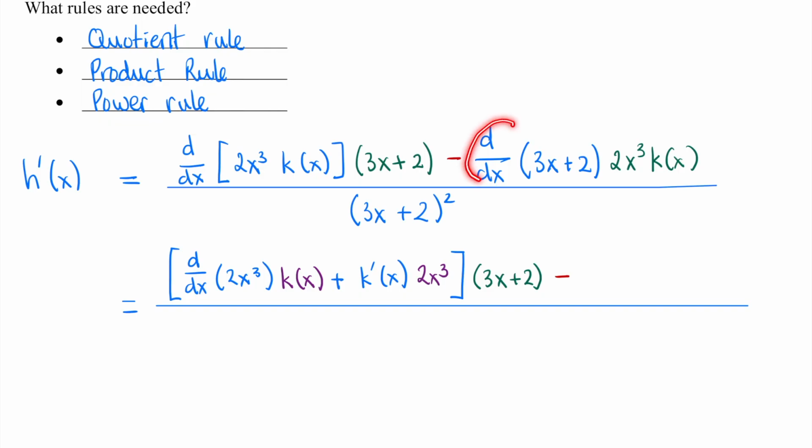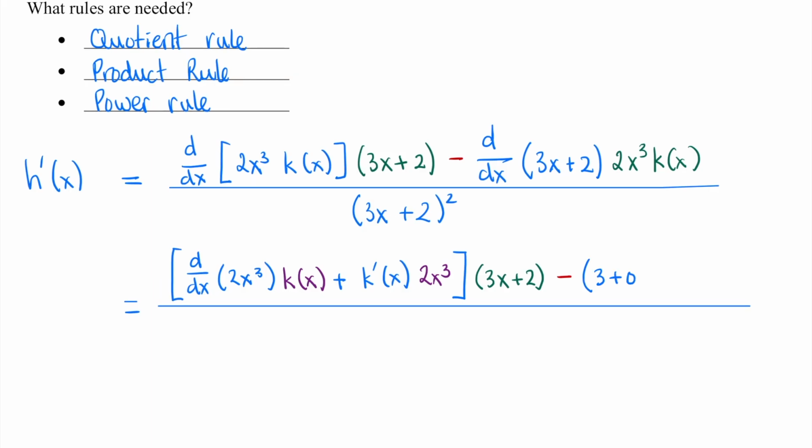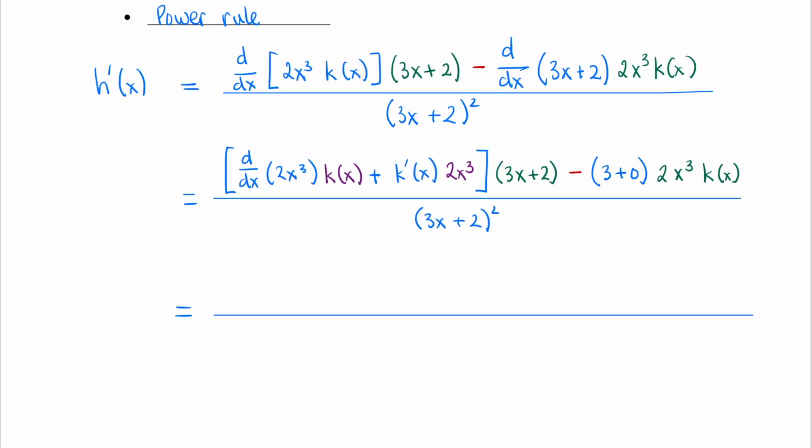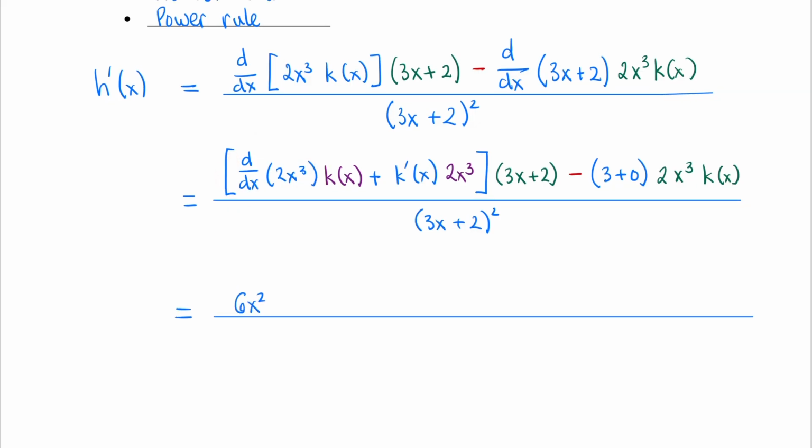Next, we need to take the derivative of 3x plus 2. The derivative of 3x is 3, and the derivative of 2 is 0. Multiplying by 2x to the third times k of x, all over 3x plus 2 squared. The derivative of 2x to the third is 6x squared, multiplying by k of x.